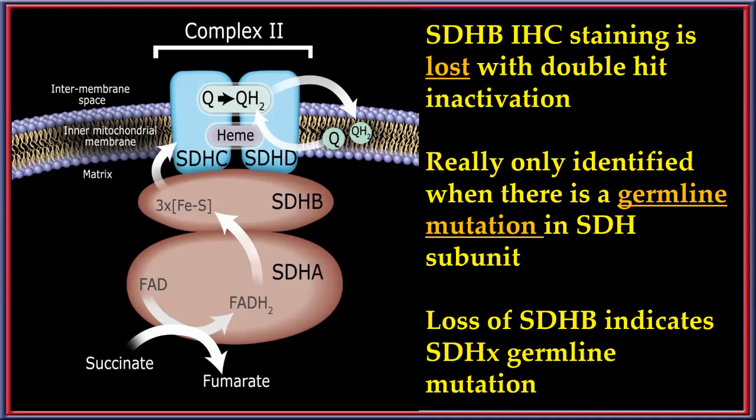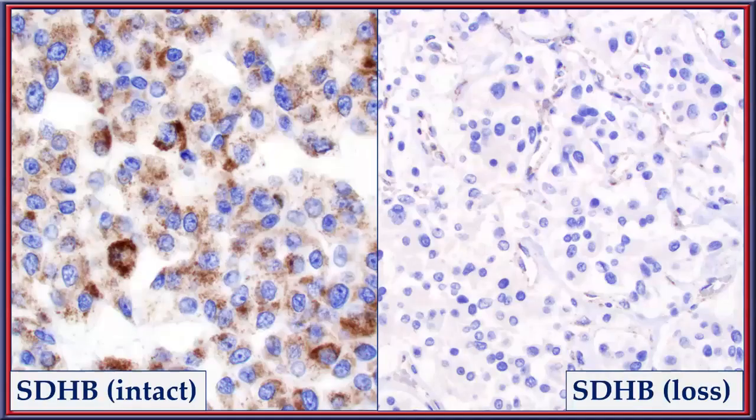As you know, there are 4 different components to it, A, B, C, and D. And in fact, each of these is associated with a different type of tumor. So the SDHB IHC is lost when there's a double hit inactivation. And so really when it is identified, it means that there's a germline mutation in the SDH subunit. And it is a good surrogate marker of molecular alteration. So here is an example of an intact and a lost SDHB.